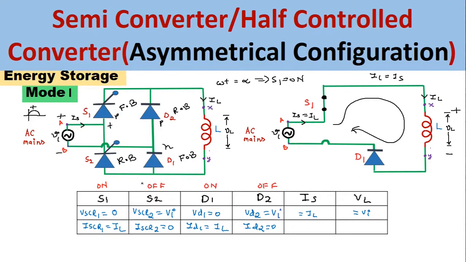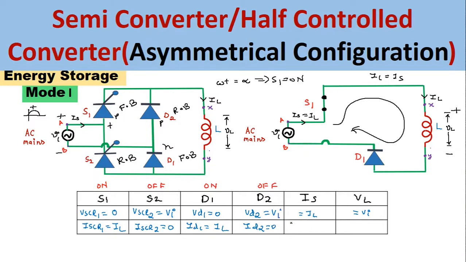Now let us see the conditions of the different devices in this mode. First is S1. In this mode S1 is on, which means the voltage across this SCR will be equal to 0 and the current through this SCR will be equal to the load current IL. Now the second SCR S2: since it is off, the current through it will be equal to 0 but the voltage across it will be equal to VI. D1 is on, therefore the voltage across it will be equal to 0 when we consider the device as ideal, and the current through it will be equal to the load current.